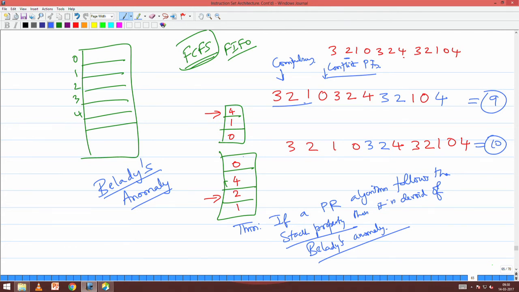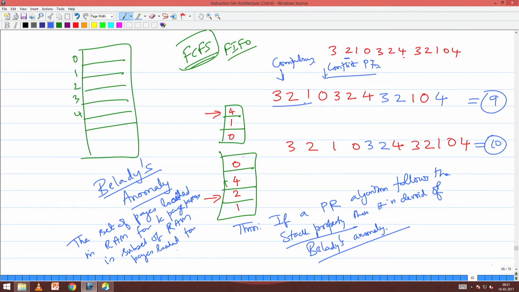What is the stack property? The set of pages loaded in RAM for k page frames is a subset of the RAM pages loaded for k plus 1 page frames.